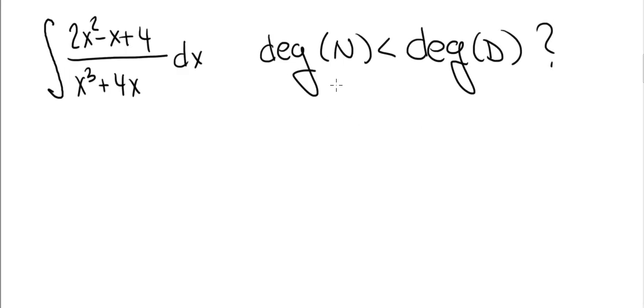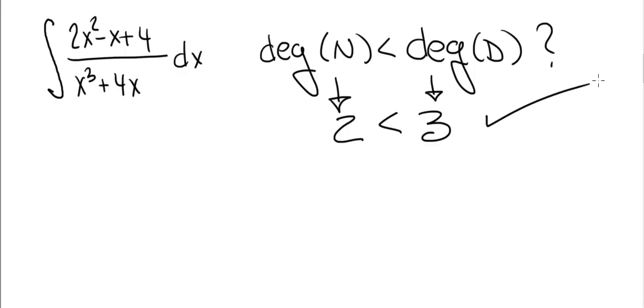Well, in this case, the numerator is a second degree polynomial, so its degree is 2. It's less than the degree of the denominator, which is a third degree polynomial. So the answer is yes, and we can proceed.